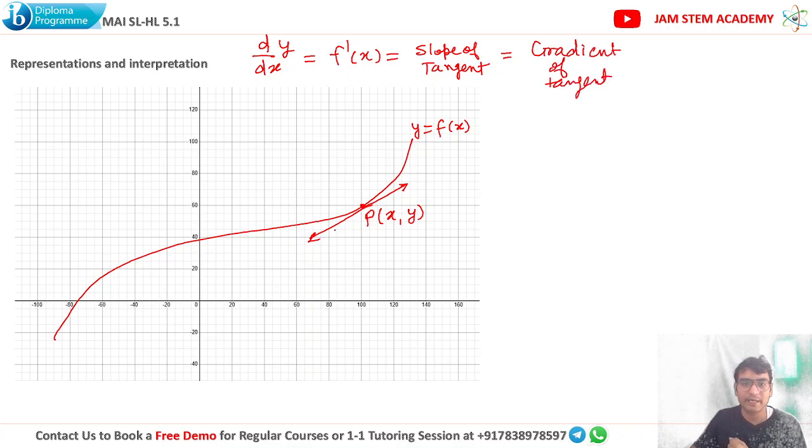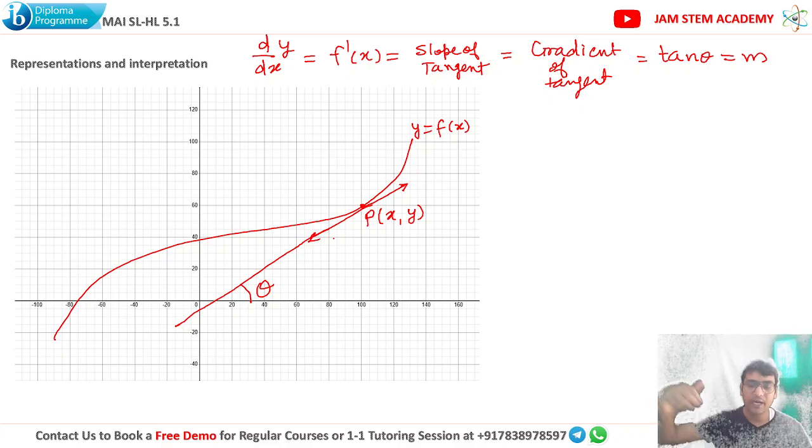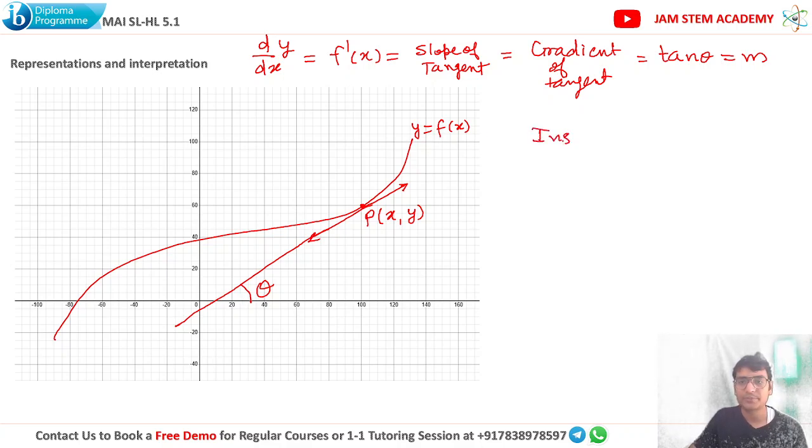And if the tangent line makes an angle theta with the x-axis, then this is also tan theta, or you can say m, the gradient of the line. Okay, so all these mean the same: the gradient of the tangent line. We have a graph y is equal to f of x, and we are looking for the slope of the tangent line, which gives us the instantaneous rate of change of y value in this case with respect to x.